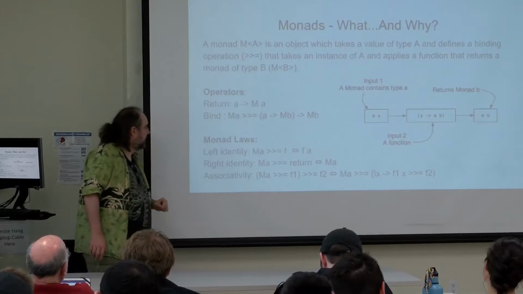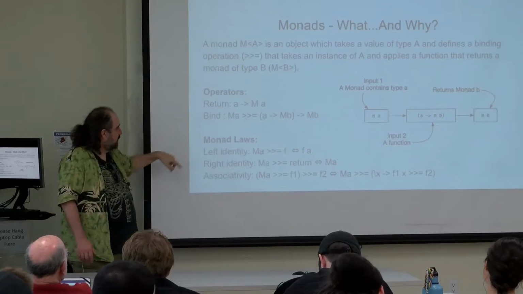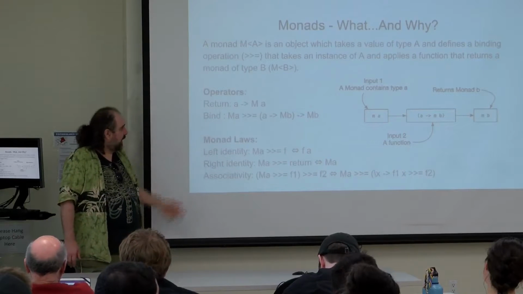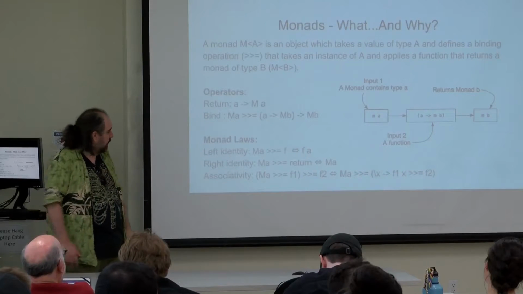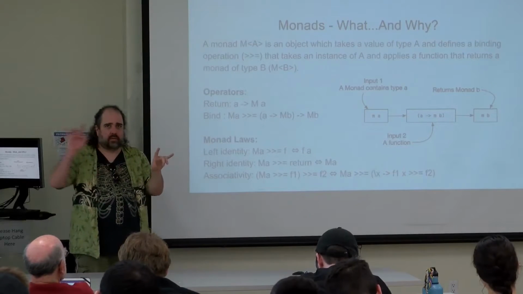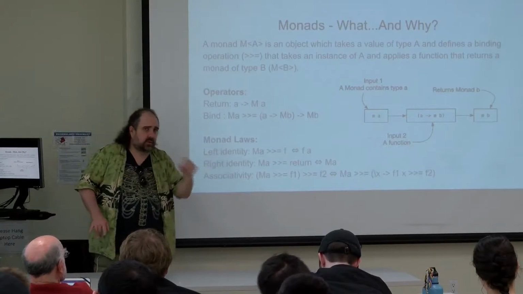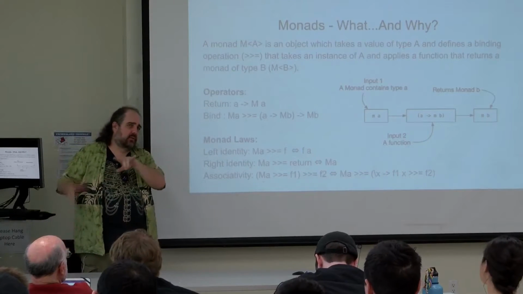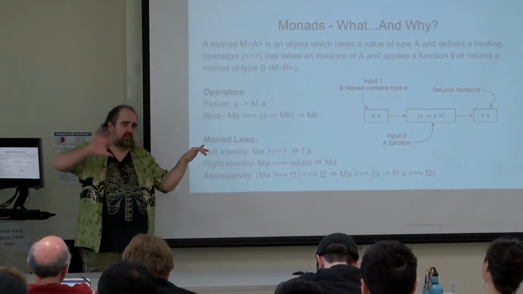All right, and they follow some laws, identity laws, that basically say if you make a copy of yourself, it's the same thing. And they are associative. So if you have a chain of 3 or 4 bindings in a row, it doesn't matter if you do the last 2 first and then chain to that result, or the first and then go straight forward.